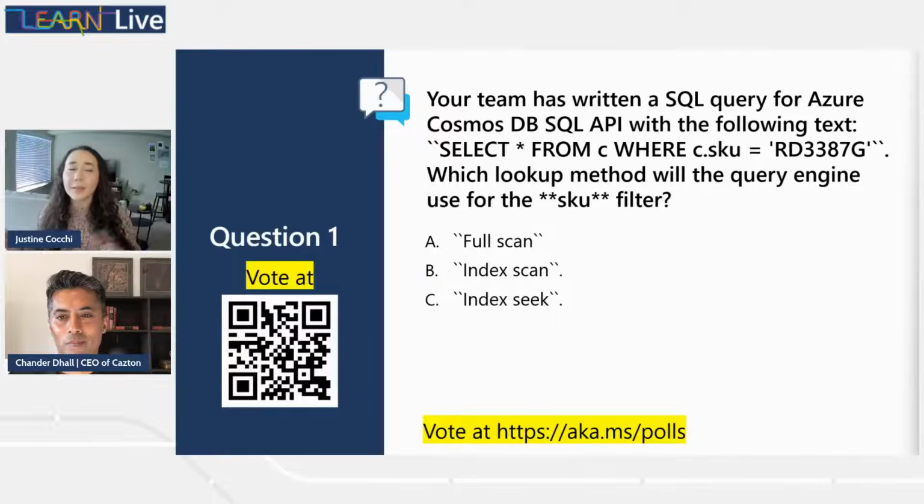So the question is, your team has written a SQL query for Azure Cosmos DB SQL API with the following text. Select star from C where c.skew equals RD3387G. So which lookup method is the query engine actually using for the skew filter? Chander, do you want to talk about a couple of the options and see which one we think it might be?